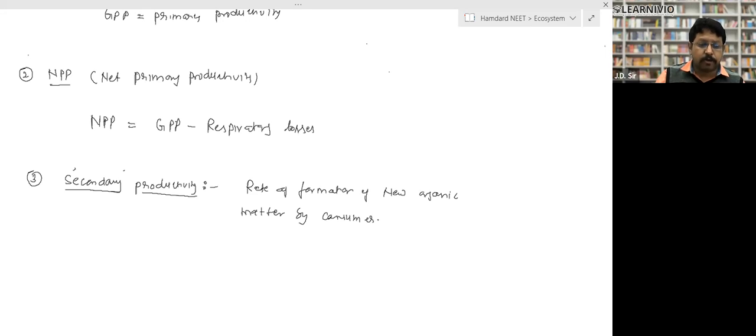Clear? So it is the rate of formation of new organic matter by consumers. Whatever mass the consumer produces, that is called secondary productivity. Clear? So this was all about productivity. Now we have to start with the decomposition part.